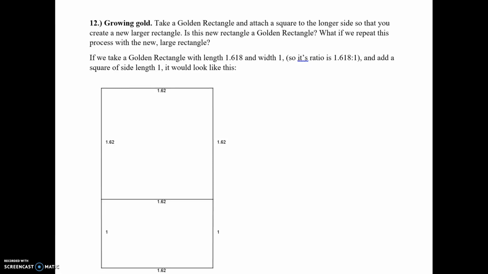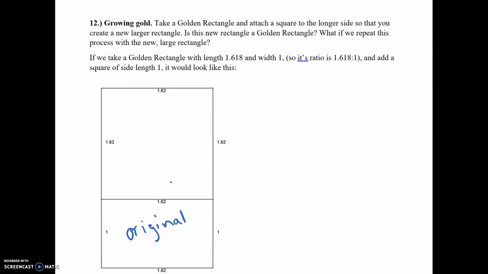I'm presenting number 12 from assignment number 9, and this one is where we were supposed to take a golden rectangle. So this is my golden rectangle down here in my original, and I'm going to attach a square that is 1.618, rounded to 1.62, to one side and see if this gives us a golden rectangle.